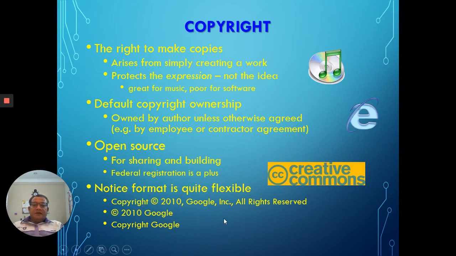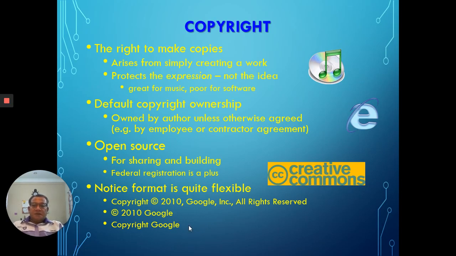So the format of copyright is quite flexible. It could be in the form of copyright C, 2010 Google, all rights reserved, or it could be merely just a C within a circle, the year, and the company that is copyrighting the media or the material.